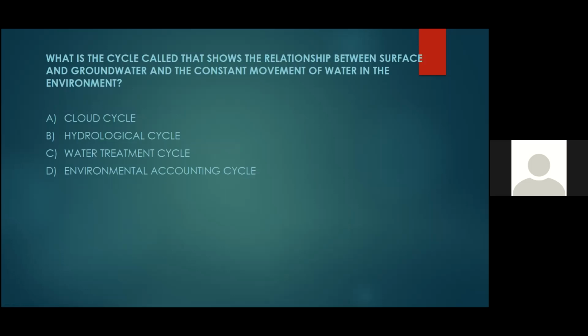We talked about in one of our first lectures the cycle that shows the relationship between the surface and groundwater and how the water moves through the atmosphere. Which one of these is that? This is a fairly easy question, I know, but you'd be amazed how many people get this one wrong. The hydrologic cycle. On this one, you all got it with B.